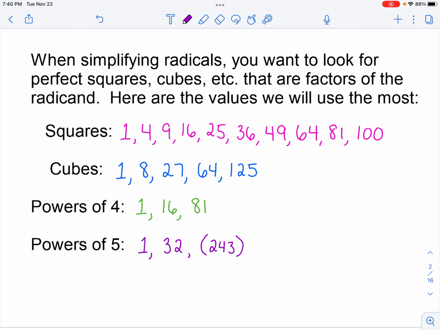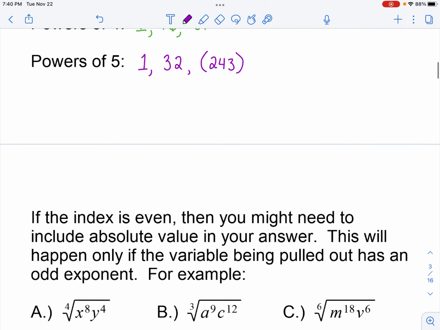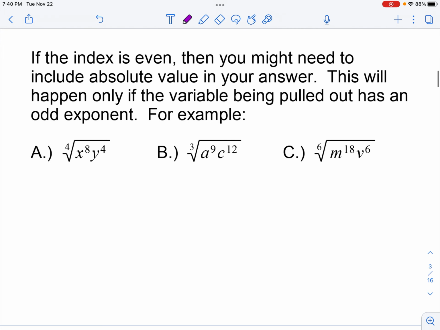Now, these are numbers that we're going to use fairly often in order to try to simplify radicals, which we'll see a little bit later on in this lesson. The next thing we need to take a look at is, how do we deal with variables? When we look at variable expressions, we're still looking at the index, and we're trying to figure out what thing to the index power gives us the radicand on the inside.